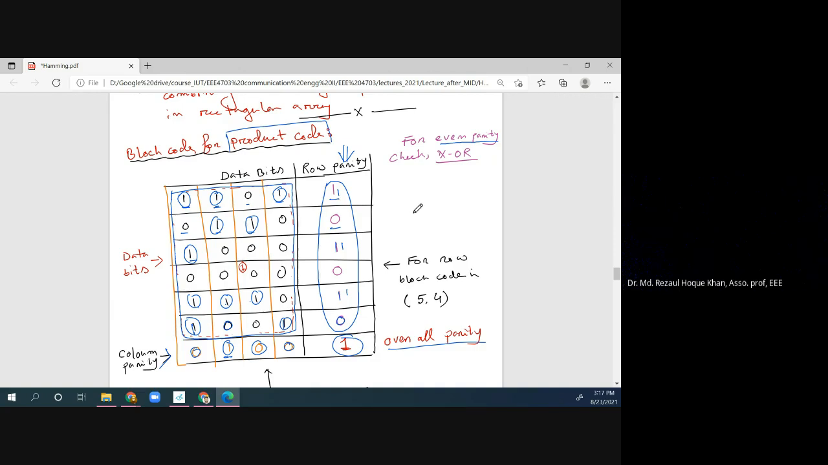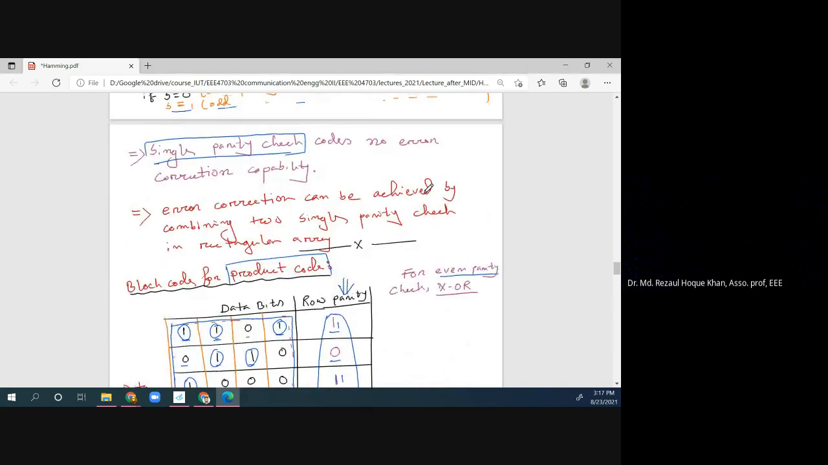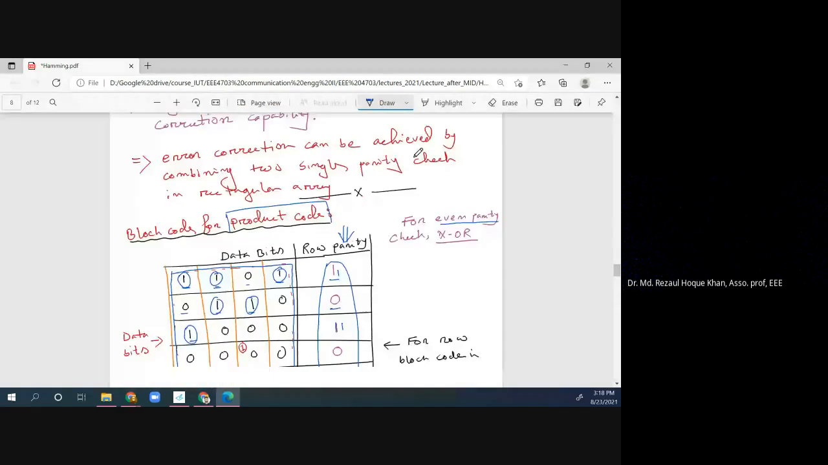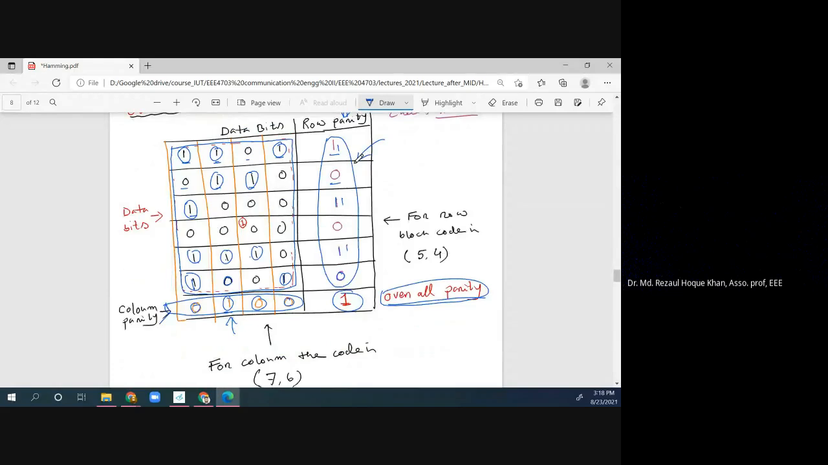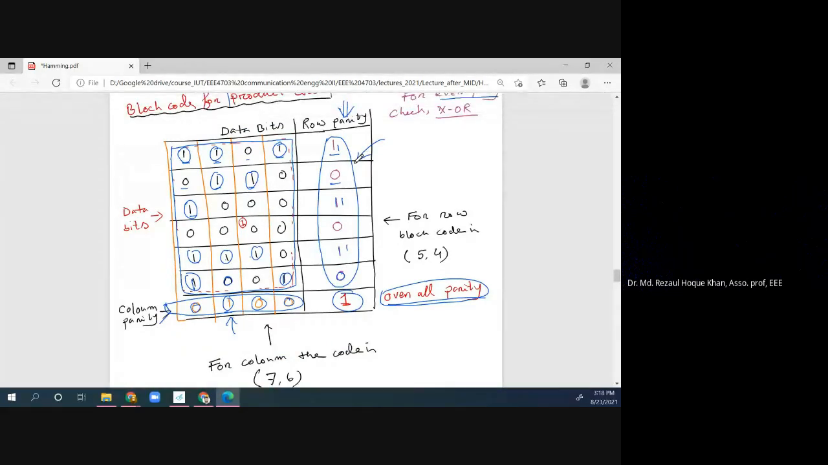So I need a row parity, a column parity and an overall parity to make it a product code, or like two single parity. You see, here is a single parity, here is a single parity, here is another single parity. It's called double single parity, to make it a matrix. Now, can it detect an error?